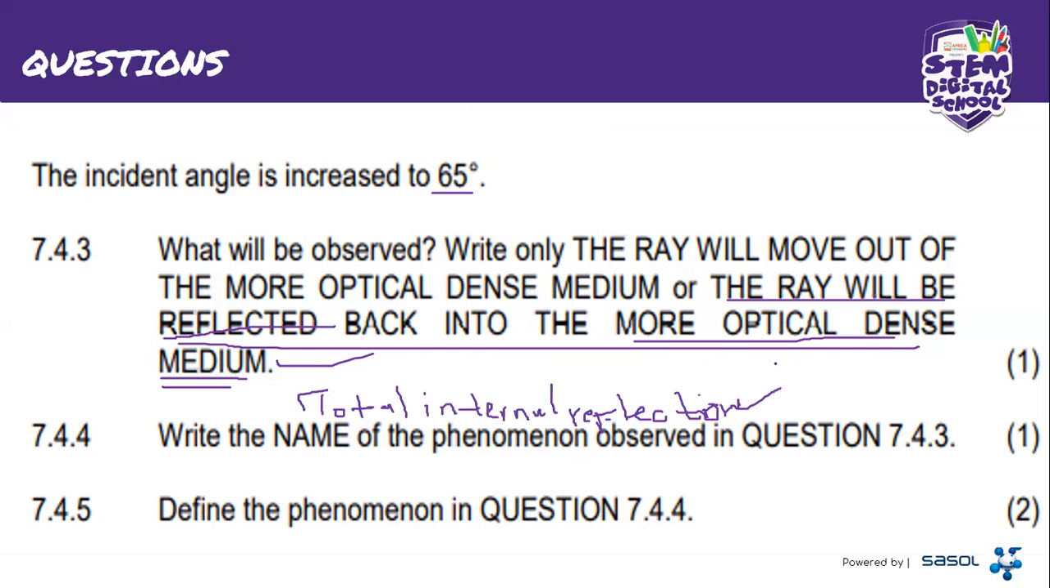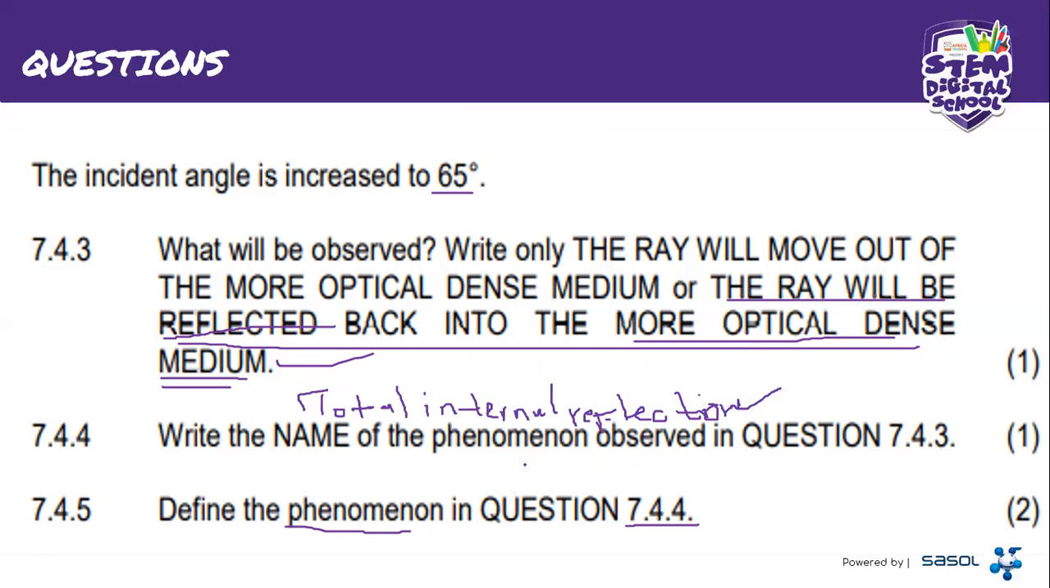Furthermore, my dear learners, it should be clear to you that we will ask you about total internal reflection, so know everything about it. And they say define the phenomenon in question 7.4.4. Now, can you see that if you were not able to get the answer to 7.4.4, then you would not be able to deal with 7.4.5, because then you wouldn't have known the correct phenomenon there. So you would define the incorrect phenomenon.